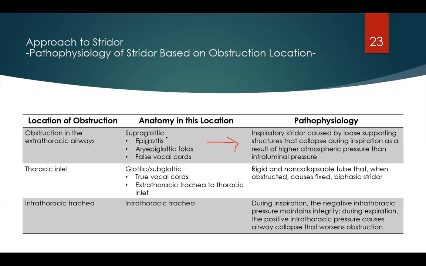So that's where you could have an epiglottitis causing a stridor. And that's because that tracheal tissue or that epiglottic tissue is so swollen that as air goes by, it's making that harsh stridor sound. If it's a thoracic inlet obstruction, it's a rigid non-collapsible tube that, when it is obstructed, causes a fixed biphasic stridor. So stridor in, stridor out.